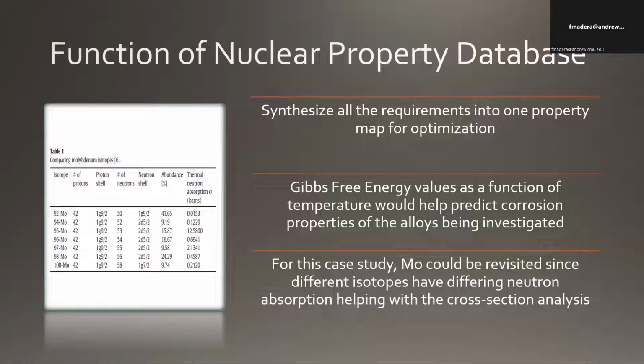And we could also take a look at other nuclear properties, such as Gibbs free energy values as a function of temperature, which would help predict corrosion properties of the alloys under temperatures under accident conditions, as well as we could take a look at different isotopes. Specifically for molybdenum, different isotopes of molybdenum have different values for neutron absorption. This means that we can revisit molybdenum as an option, since now we can play around with that cross section since we have the availability of different isotopes.